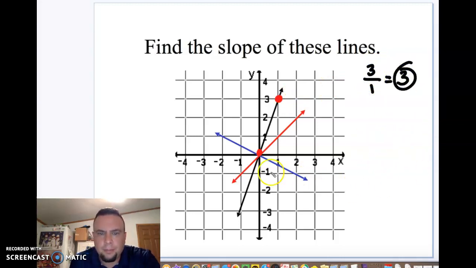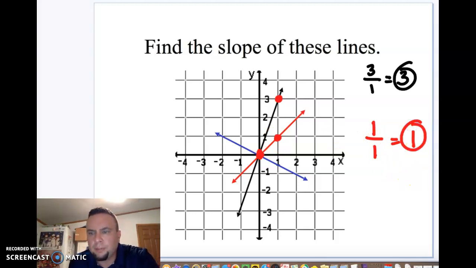Let's do the red line. So red line, that's a good point right there. And that's a good point right here. So up 1 over 1. So the vertical change is a 1 and the horizontal change is a 1. So 1 over 1 is still 1.